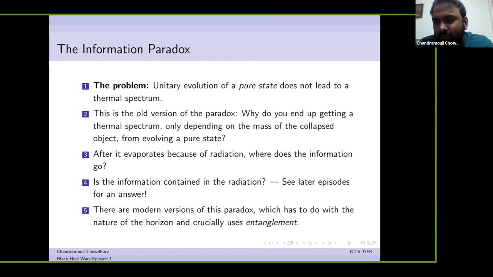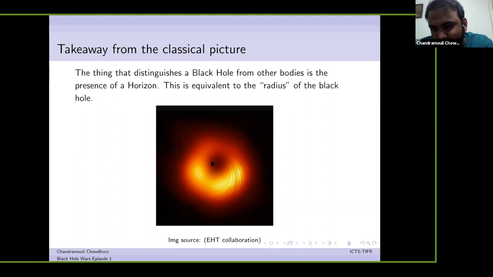It's this picture. I said that the black hole has a horizon, and that's something which forms, which is a distinguishing feature between a black hole and many other bodies. And is this important in the information paradox? And the answer is yes. It's actually very important that you think of this horizon as something special, and you then have to worry about this horizon a lot.